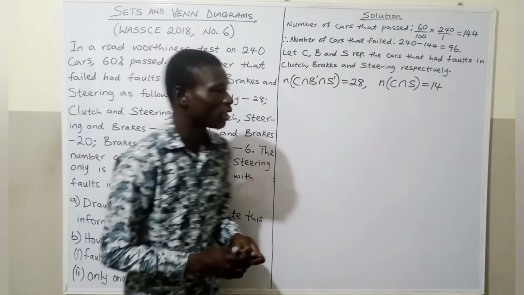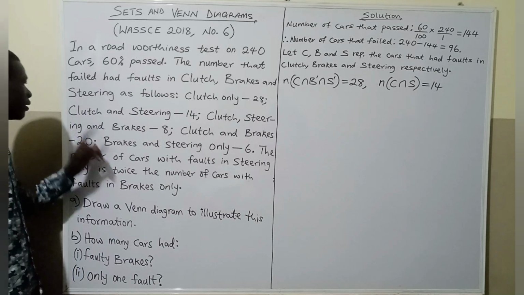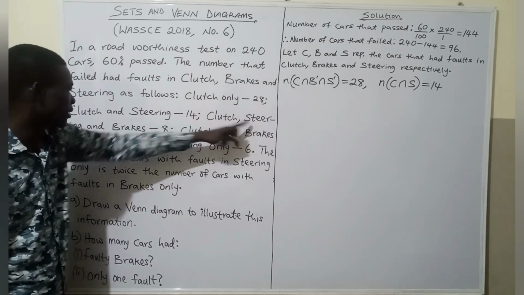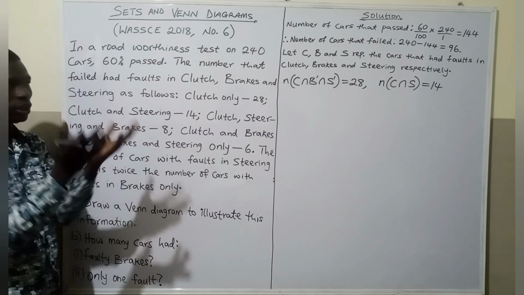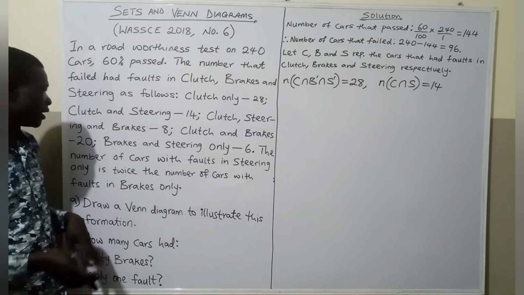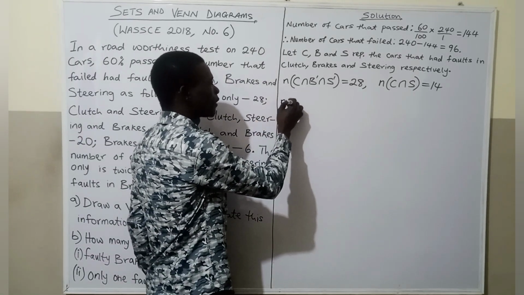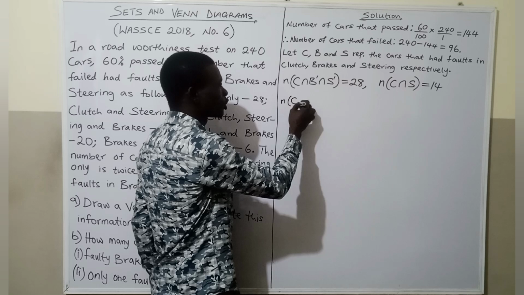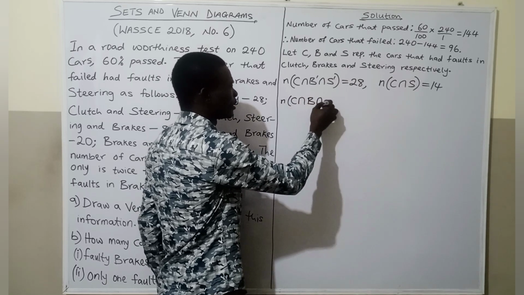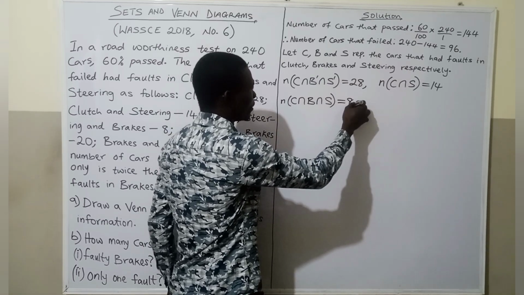Now, clutch and steering, that's the caption. The next one: number of cars that had faults in clutch, steering, and brakes. This is the combination of the three. Had faults in clutch, in steering, and in brakes, there are 8 of them. So the number of cars that have faults in clutch intersection brakes intersection steering, there are 8 of them.